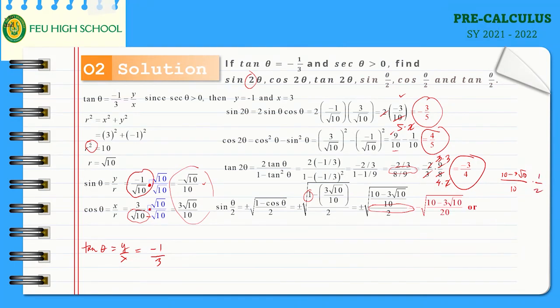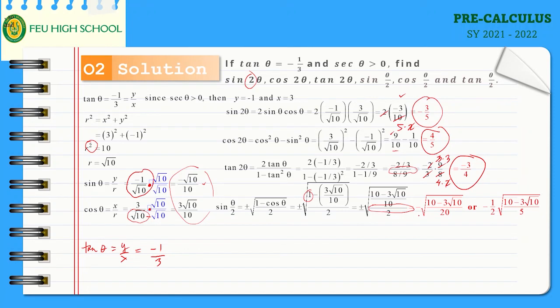So 10 minus 3 square root of 10 times 1 is just the same. 10 times 2 is 20. Then, pwede pa natin siyang isimplify. Ay, hindi na pala. Kasi 3 square root of 10 dito. So, hindi na siya ma-divide or masisimplify. So, yung gagawin natin dito, pwede nating i-factor out si negative 1 half.